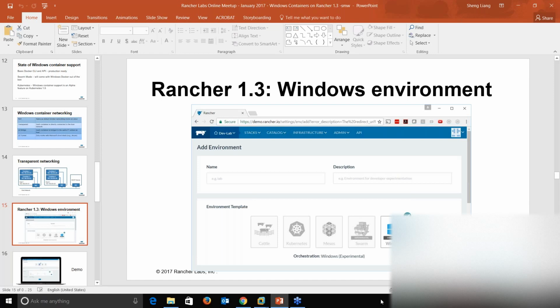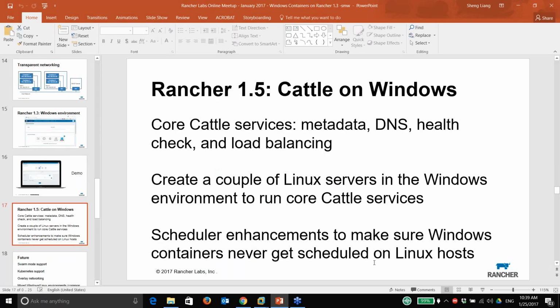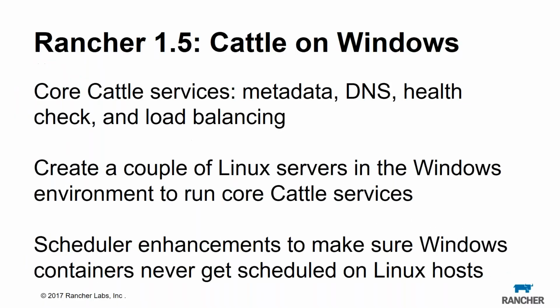Going forward, I think it is definitely the goal for us and for the entire container industry to be able to mix more seamlessly. You can already see the work we're doing in 1.5. What we're doing in 1.5 is addressing one obvious gap, besides Swarm and Kubernetes, which we're going to get to work. We want to get Cattle to work on Windows first.